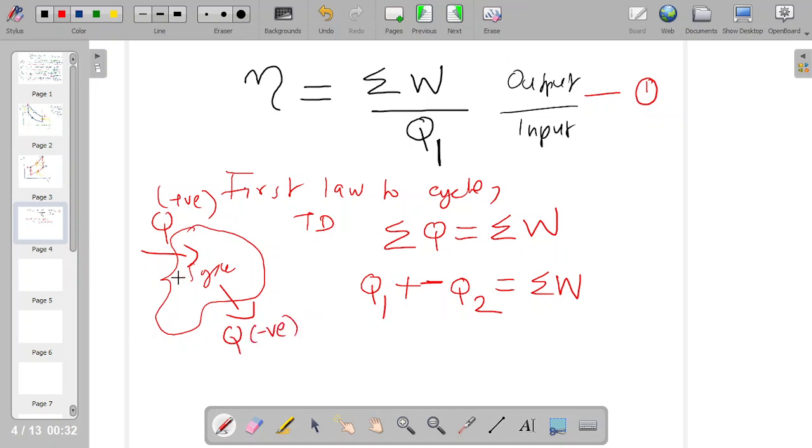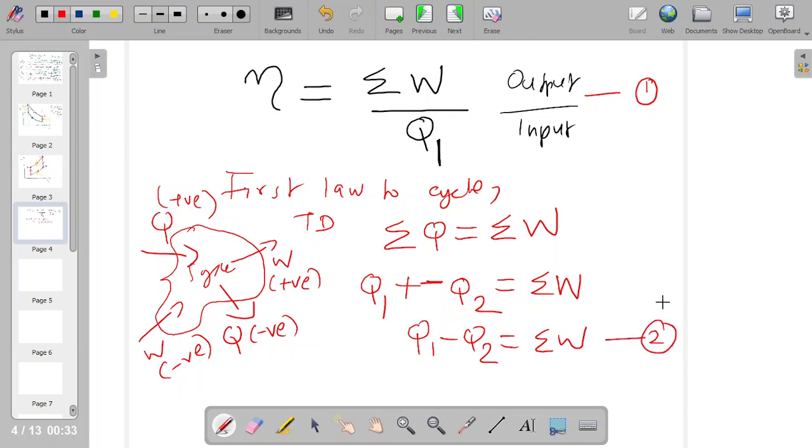Similarly in thermodynamics, the work done by the system on the surroundings is taken as positive and work done on the system is taken as negative. So we have to follow this sign convention. Q1 is heat entering the system, heat addition, so it is a positive quantity, whereas Q2 is heat rejection, so it is a negative quantity. So Q1 minus Q2, that is sigma W. So this will be our second equation.